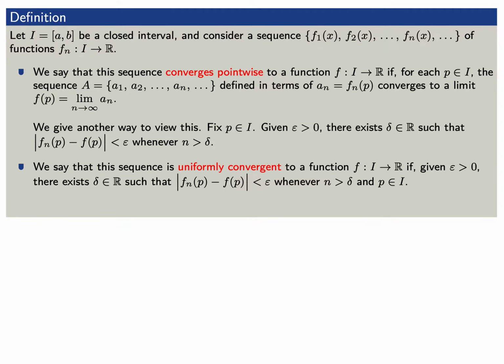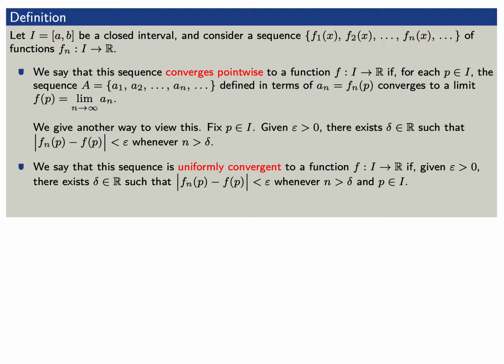Similarly, we'll say that the sequence is uniformly convergent to a function f if, given a positive epsilon, there exists a delta such that in absolute value, f sub n of p minus f of p is less than epsilon whenever both n is greater than delta and p is in our closed interval.